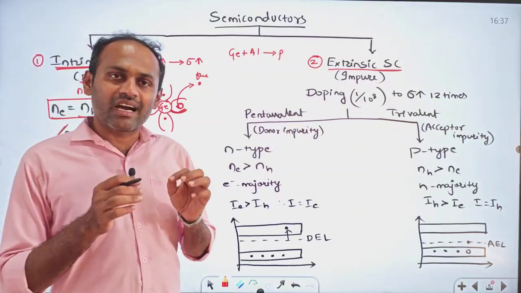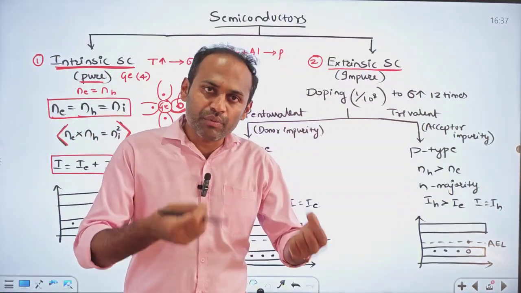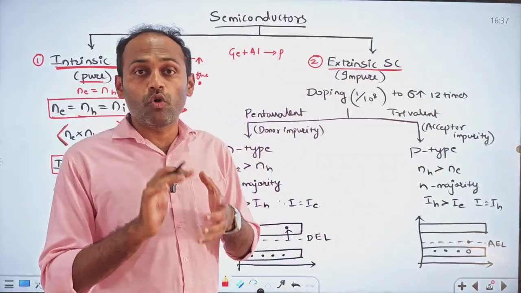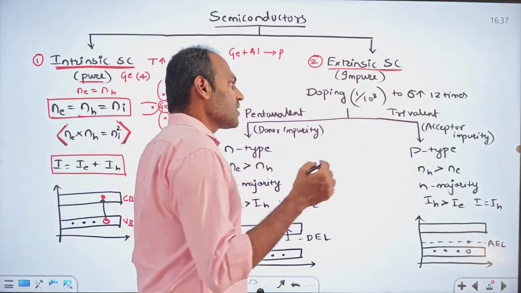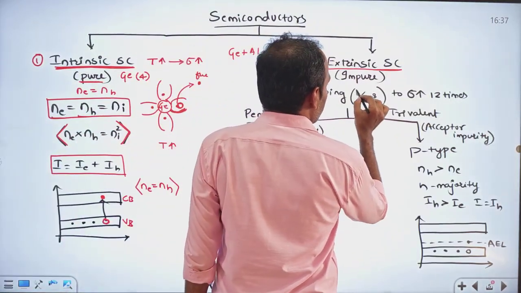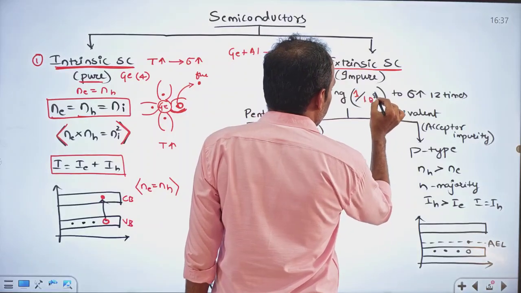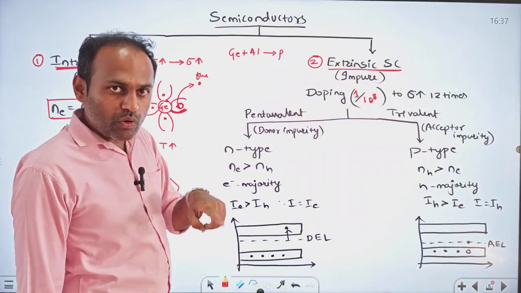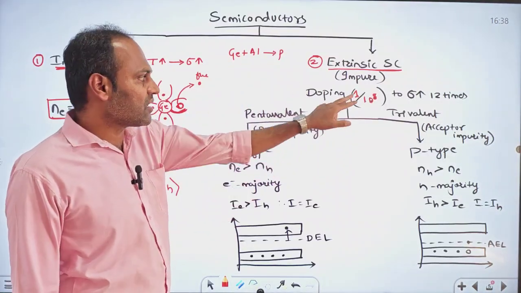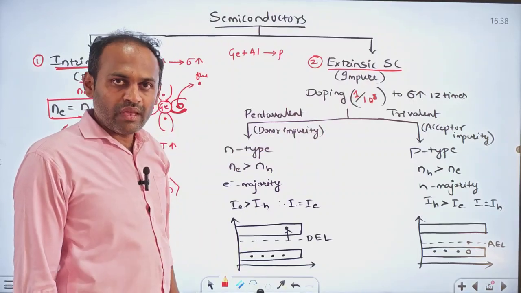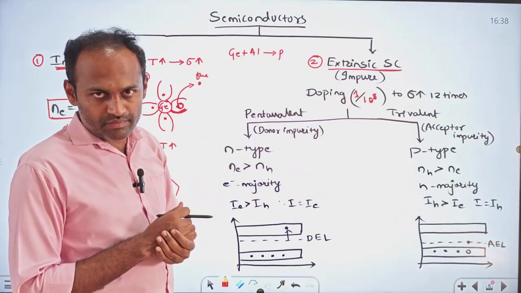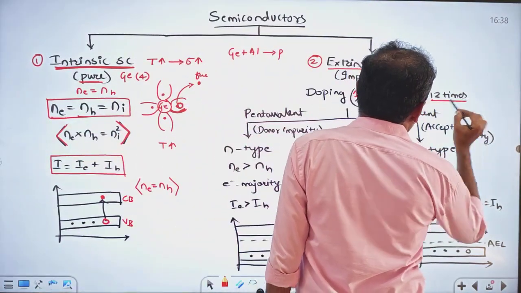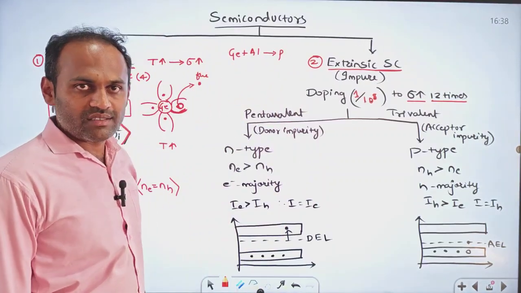So to increase the conductivity of the semiconductors, we add the impurities to the semiconductor. And that process of adding the impurity to the semiconductor is called doping. So what is the order of doping? Order of doping is one impurity atom is added for 10 raised to 8 atoms of the semiconductor. For 10 raised to 8 atoms of germanium, one atom of aluminum is added. So this is the rate at which the doping is done. One impurity atom for 10 raised to 8 pure atoms. By that the conductivity will increase 12 times.